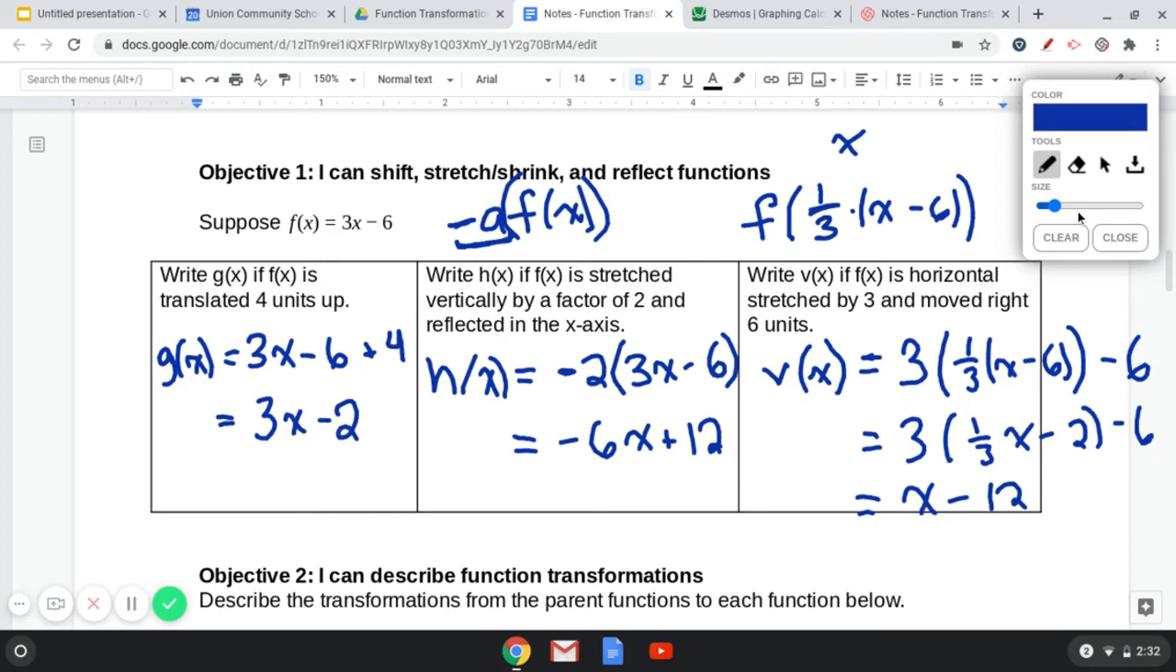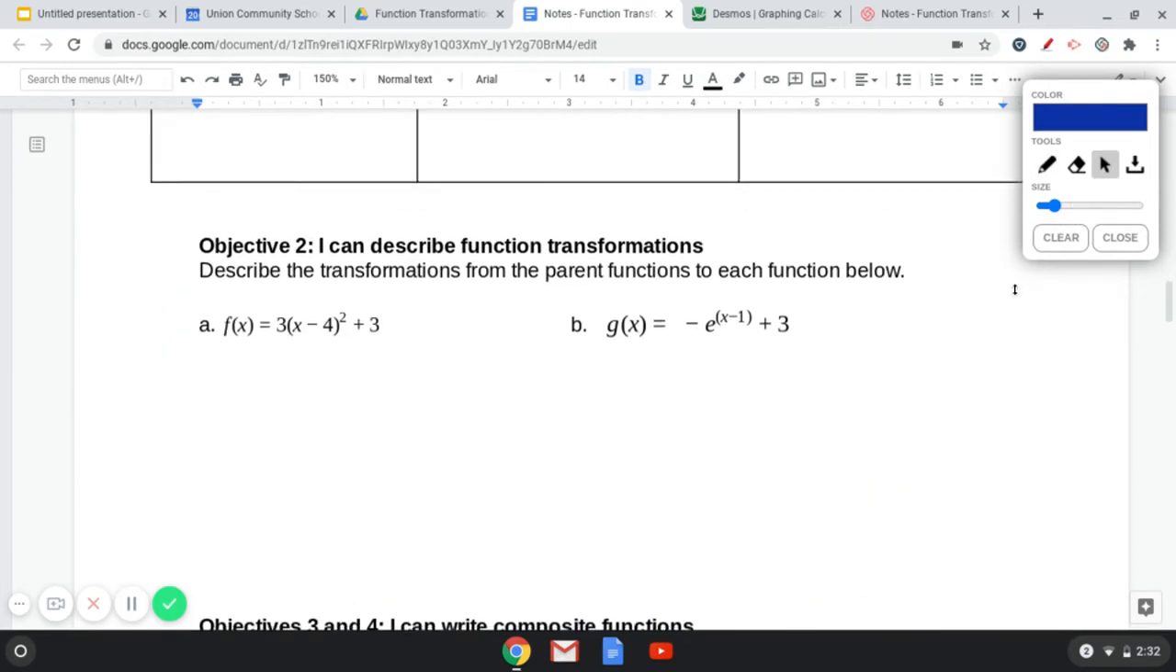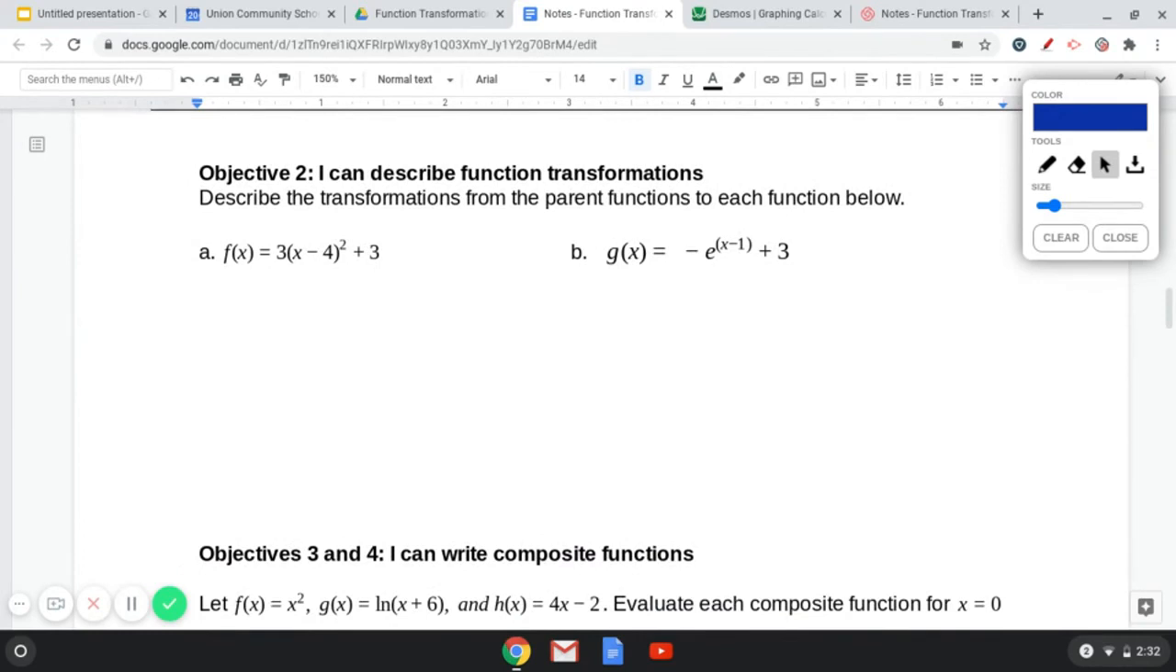So let's keep going. Let's move on to describing transformations. So objective 2, I can describe transformations. So from the parent functions, we're going to describe the transformations to a and b here. So let's start with a. The parent function is, I'll write it as g of x, equals, you see we have a squared here, and x is inside. That means x squared is the parent function, a general quadratic equation.